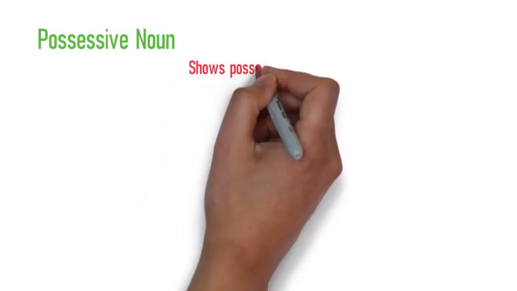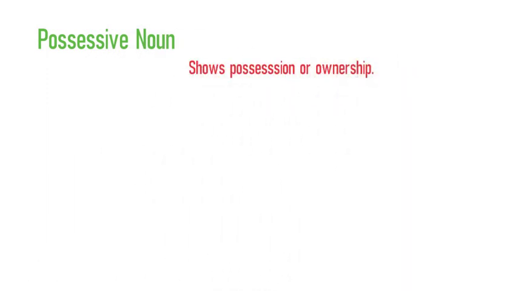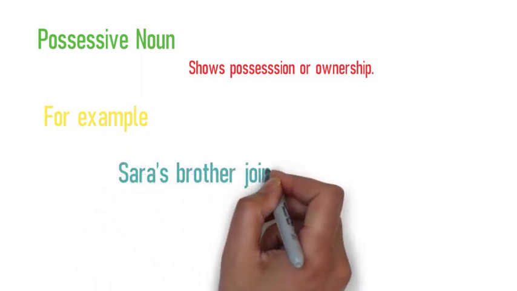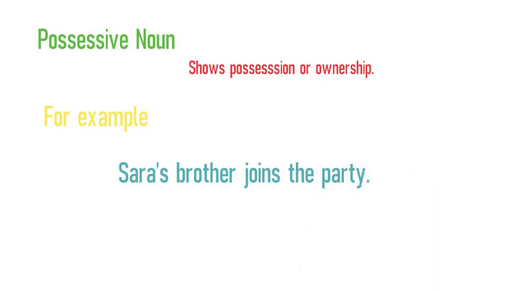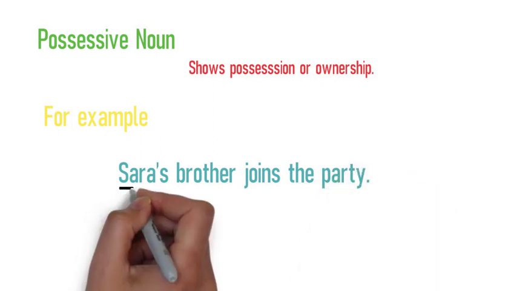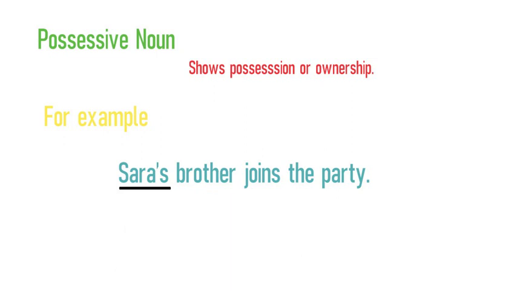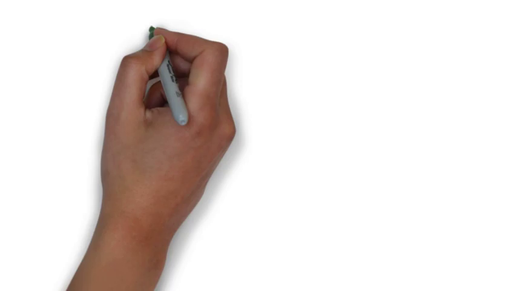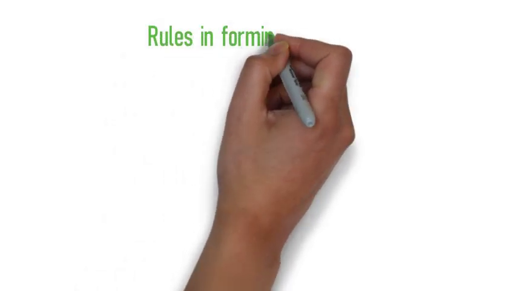Possessive nouns. Possessive nouns show possession or ownership. For example, Sarah's brother joins the party. In this sentence, Sarah's is the possessive case because it shows the ownership, that the brother of Sarah, or Sarah's brother, is joining the party. There are some rules to form possession.